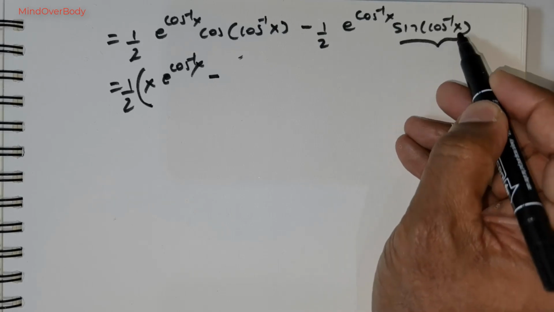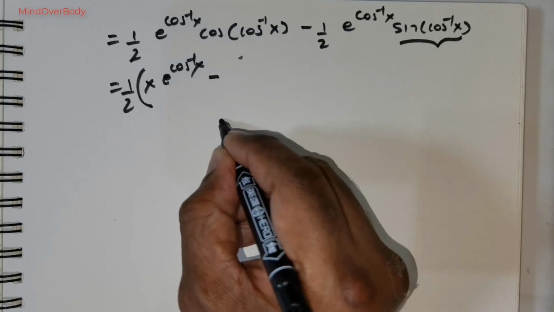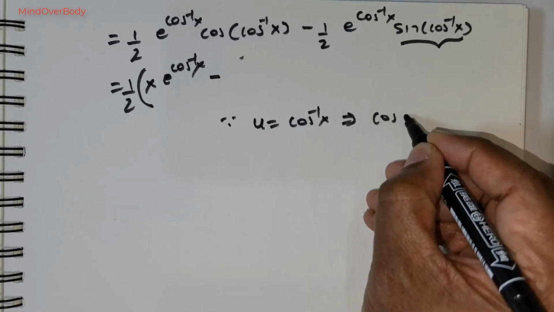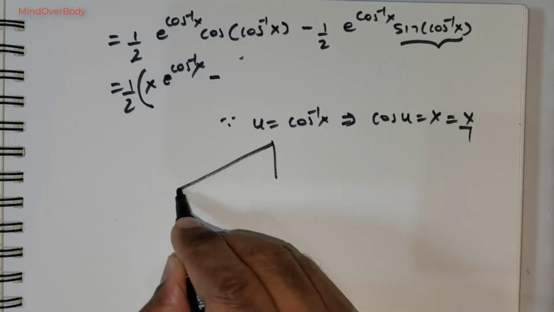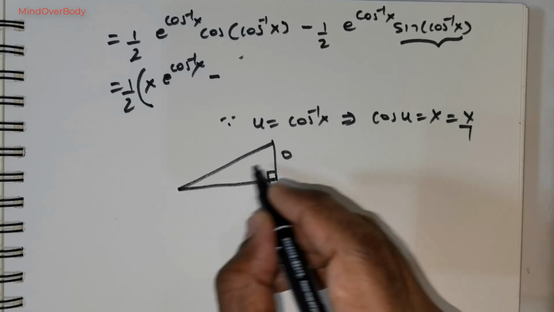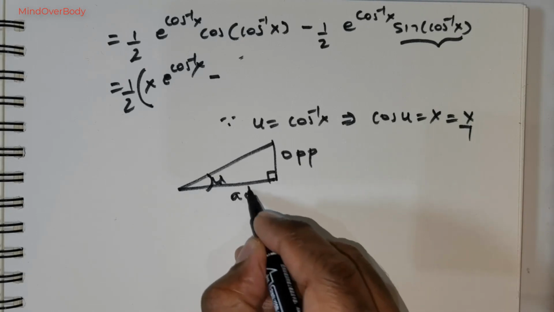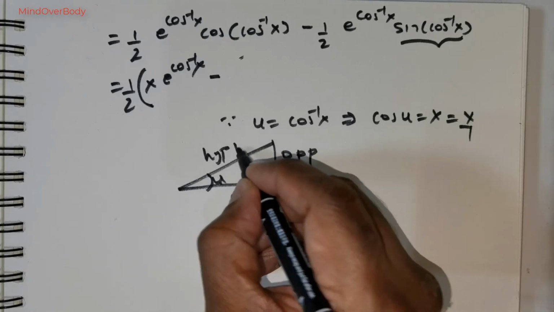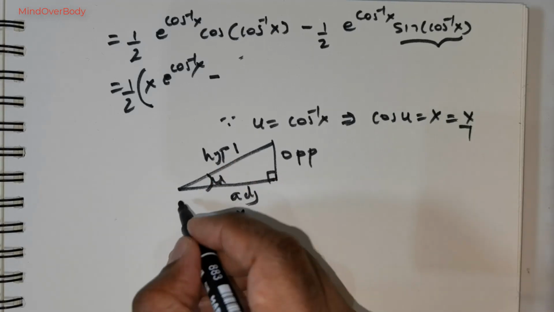Now I am interested in evaluating this quantity, sine of cos inverse of x. Since we have taken u to be equal to cos inverse of x, this would mean cos of u is equal to x, and this is nothing but x over 1. Now if you were to use the Pythagorean right triangle and the trigonometric ratio, I take this as u, this side is opposite, this side is adjacent, this side is hypotenuse. So this is going to be x, and the value of 1 is going to be on the hypotenuse side.